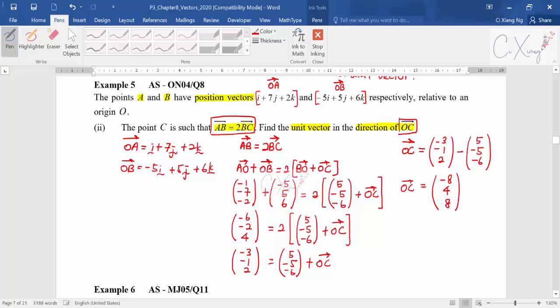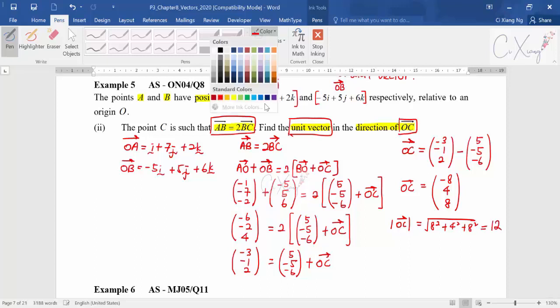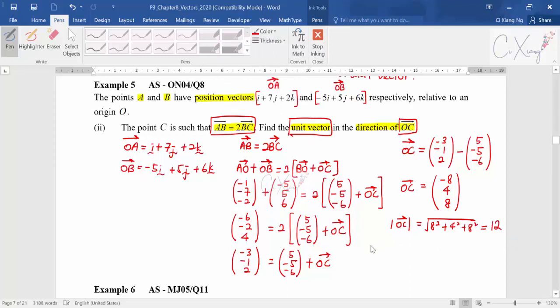Okay, but this is not my final answer yet, because they actually want us to get the unit vector of OC. So to get the unit vector of OC, you need the magnitude of OC first. Which is the square root of -8 squared plus 4 squared plus 8 squared. So you should get the answer, which is 12. Then now I go into the main part to get the unit vector of OC.